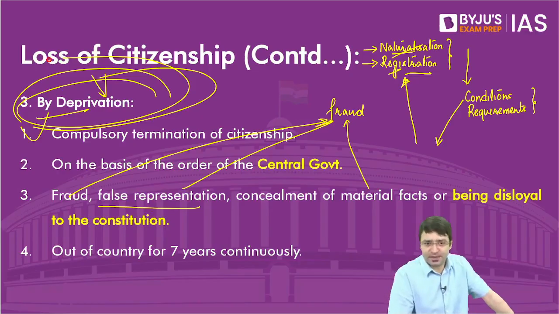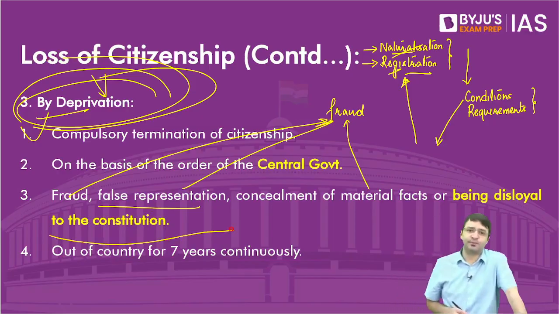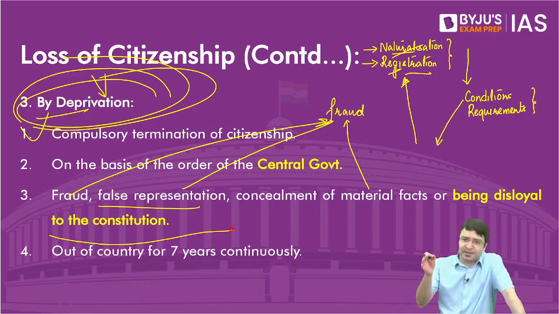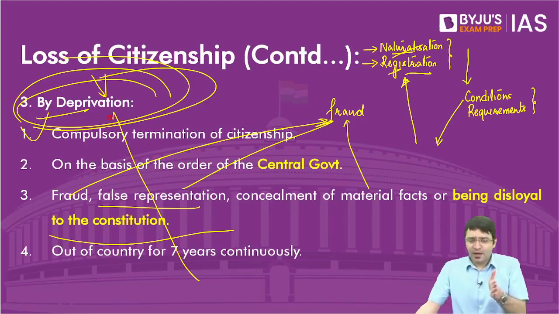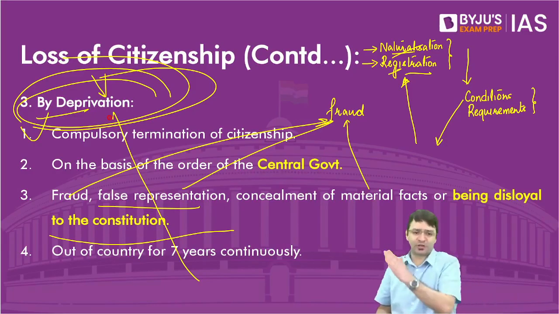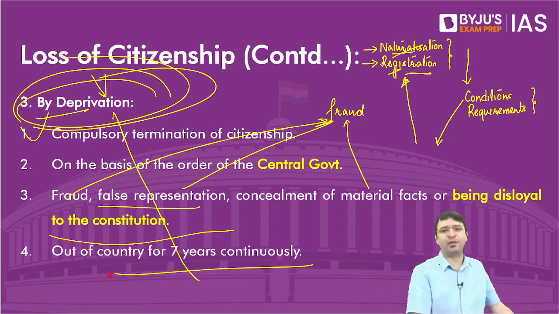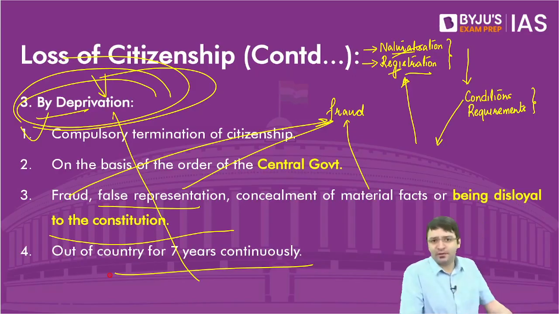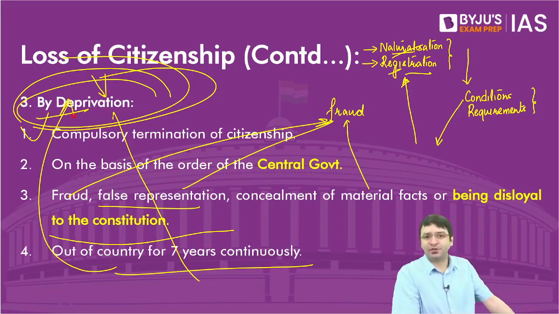That's deprivation. Similarly, if you are disloyal to the Constitution, if you are an Indian citizen through registration or naturalization, but over a period of time, you are disloyal to the Constitution, violating the Constitution, abusing the Constitution, your citizenship can be deprived. Or you are an Indian, but you are remaining outside India continuously for the last 7 years. That means continuously for the last 7 years, you have not come back to India. You have not returned back to India. Then your citizenship can be deprived. You are deprived of your Indian citizenship.